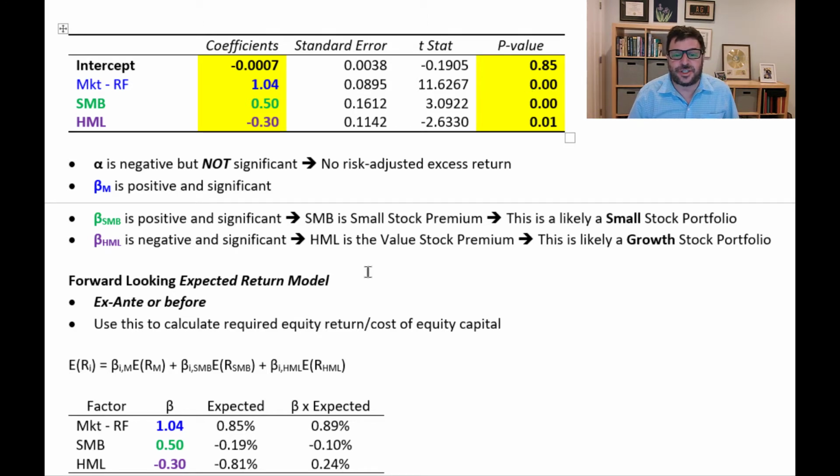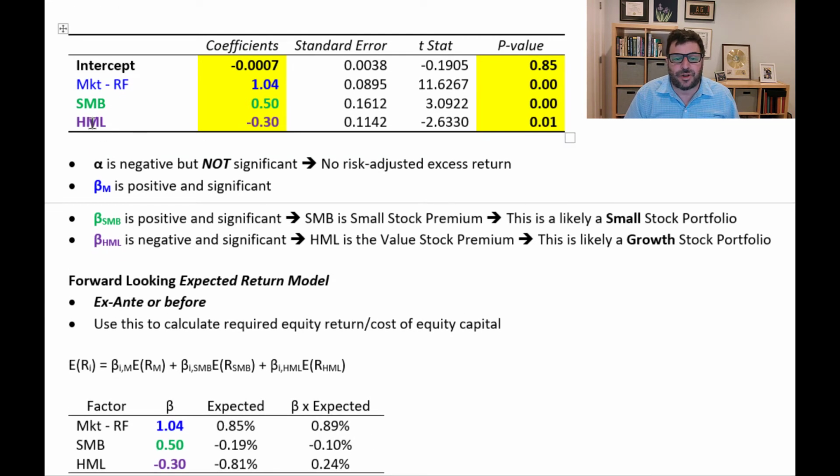The next is the small stock premium, small minus big, and I can see that this is positive and also significant, and so therefore this small stock premium is a priced factor, and I would conclude that this portfolio behaves like a small stock portfolio, therefore it is likely a small stock portfolio.